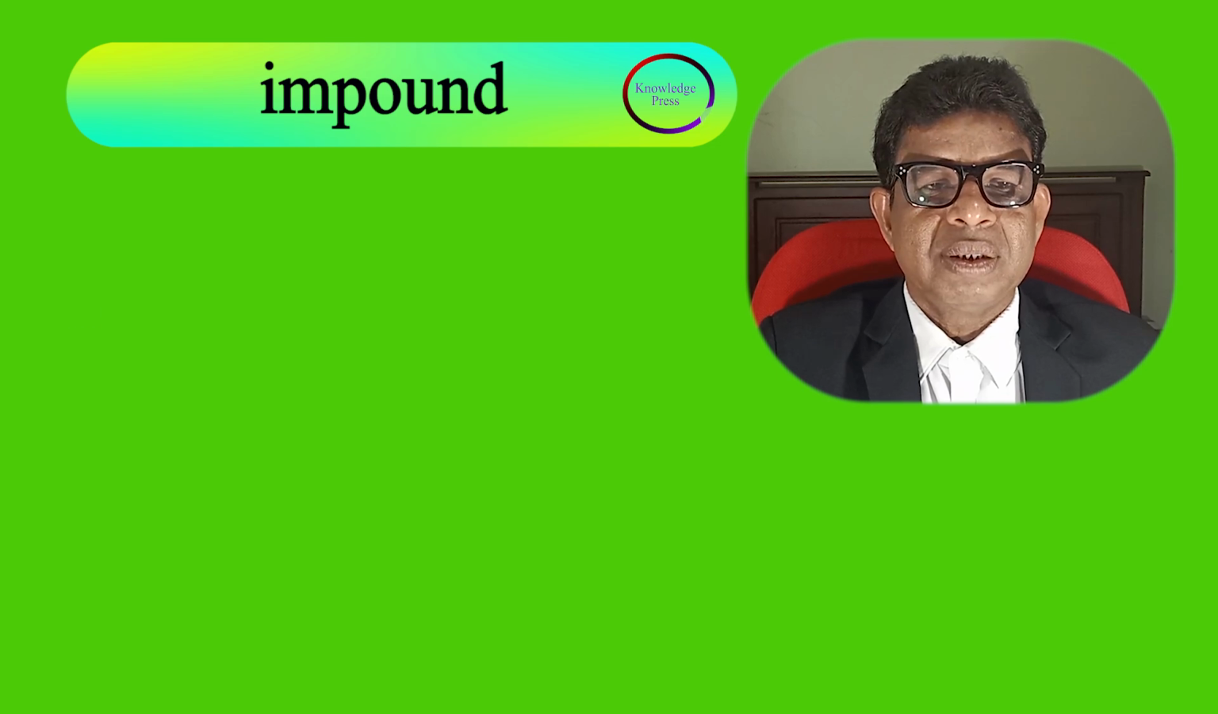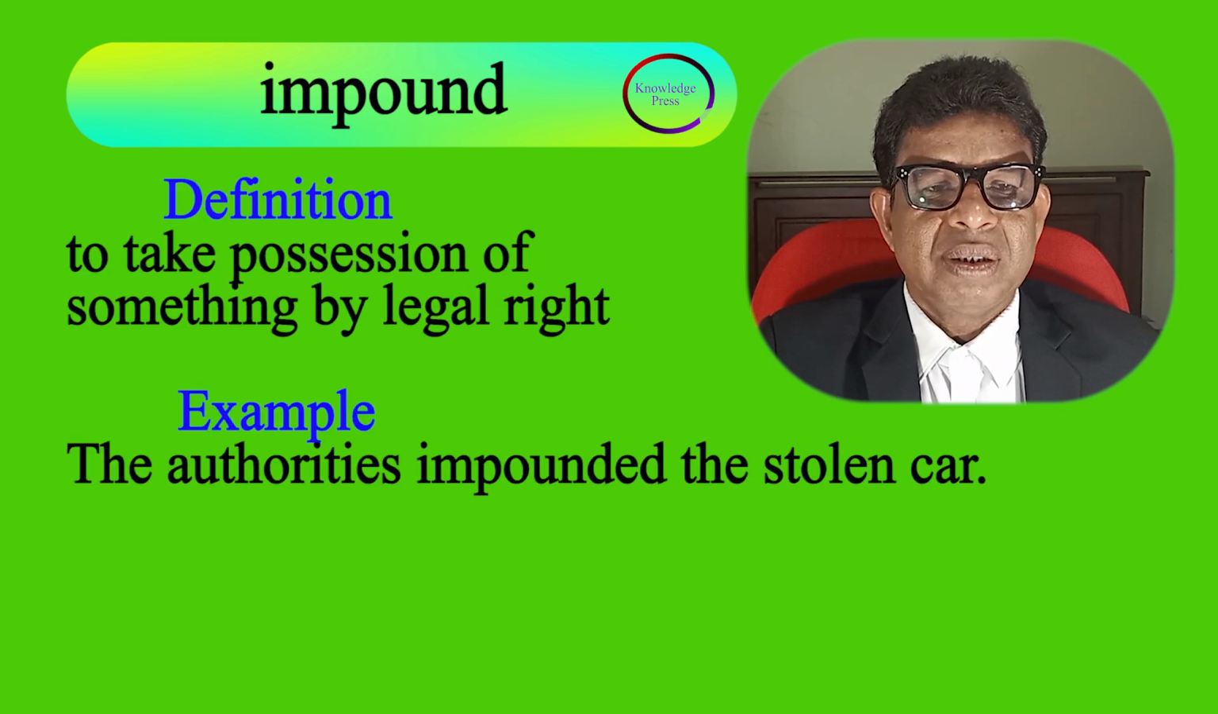Impound. Definition: to take possession of something by legal right. Example: the authorities impounded the stolen car.